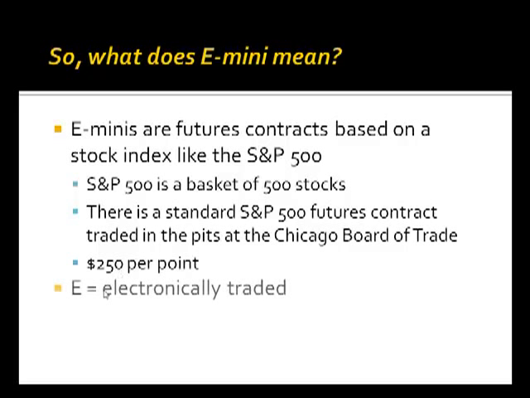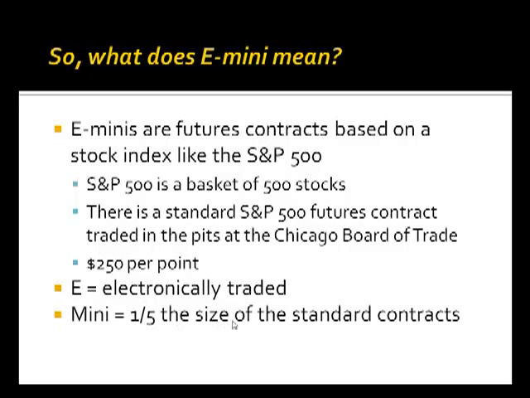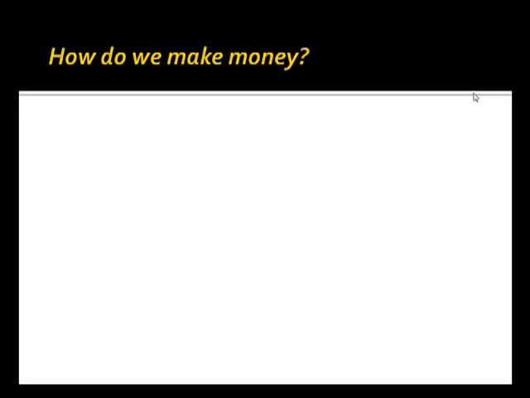But the E-mini is a type or a derivative of the S&P 500 futures contract. The E means that it's traded electronically. There's no trading pit. And the mini means that it's 1/5 the size of the standard contract. Or instead of $250 a point, it's $50 a point.